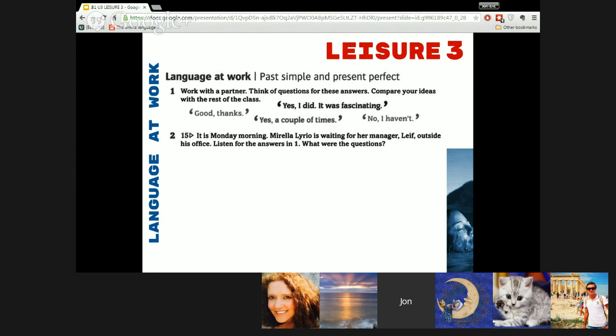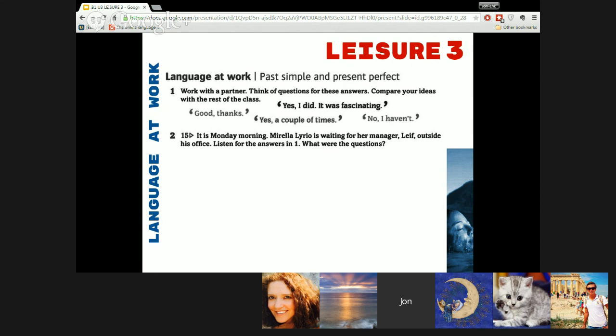Alexander, can you read the background for us in exercise 2? Yes. It is Monday morning. Lyra is waiting for her manager, Leaf, outside his office. Listen for the answers. In number one, what were the questions? Listen for the questions and let's compare them to the ones you just created. In that way, we're going to clarify the difference between past simple and present perfect. We already have, but we're going to do it a little bit more clearly. So listen carefully to this conversation.